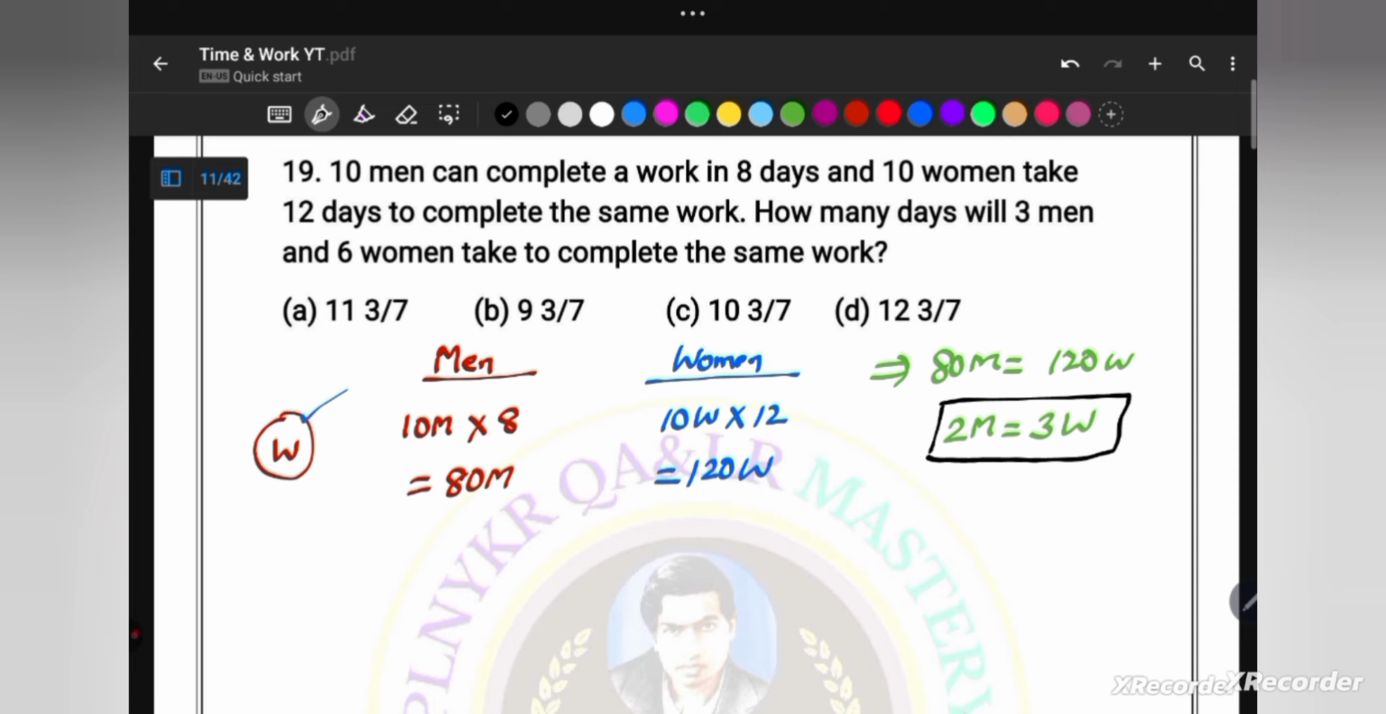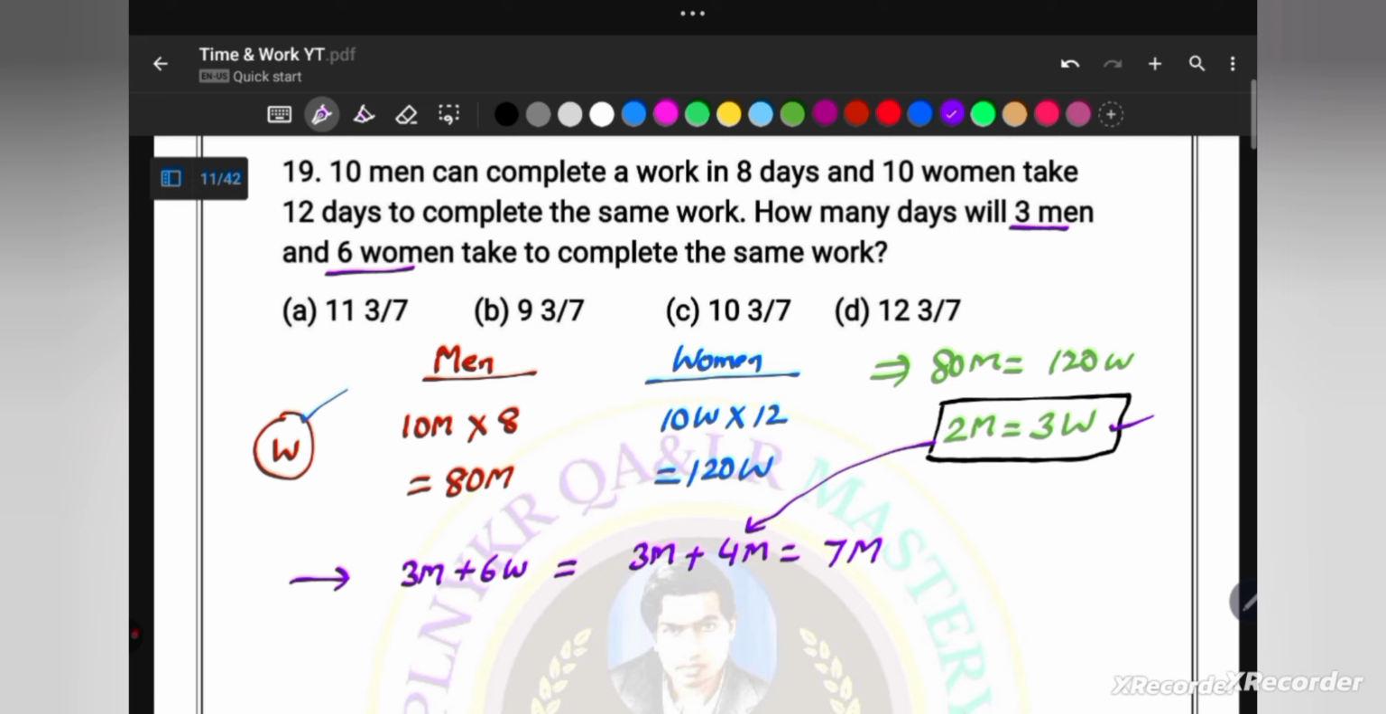Now coming to the question, he is asking how much time will be taken by 3 men and 6 women. That means 3 men plus 6 women. Here we'll be converting the women to men. Clearly we know that 2 men will be equal to 3 women. So 3 men plus 6 women will be equal to 4 men from this, which will be 7 men.